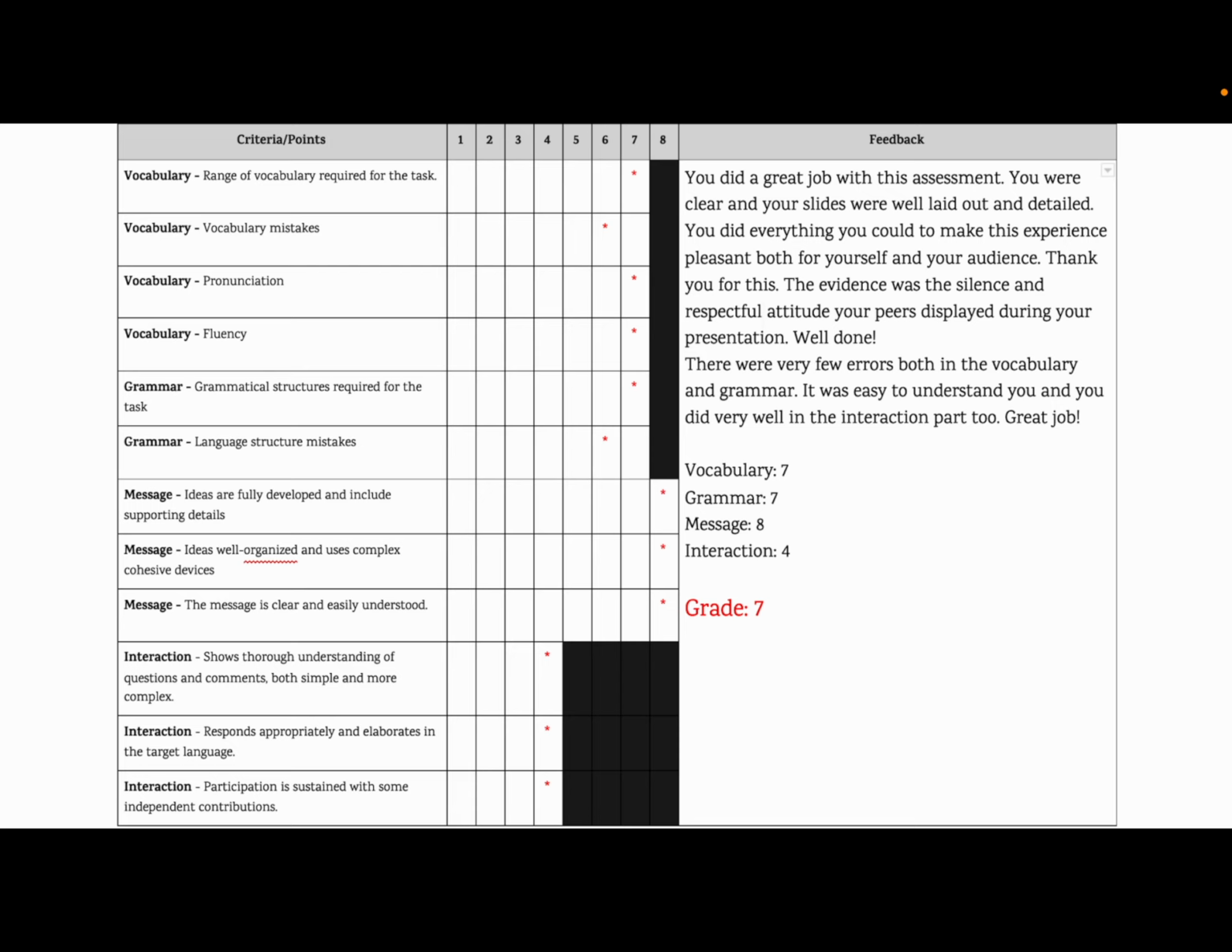This is the final paper, what you can see on the screen here. This is the final paper that students received, and I think it gave them a good idea of what they did well and how they could improve.